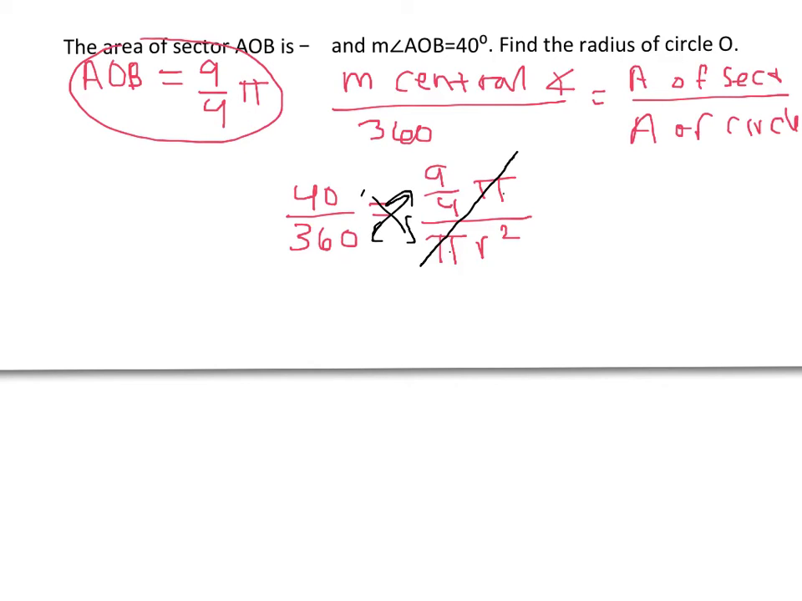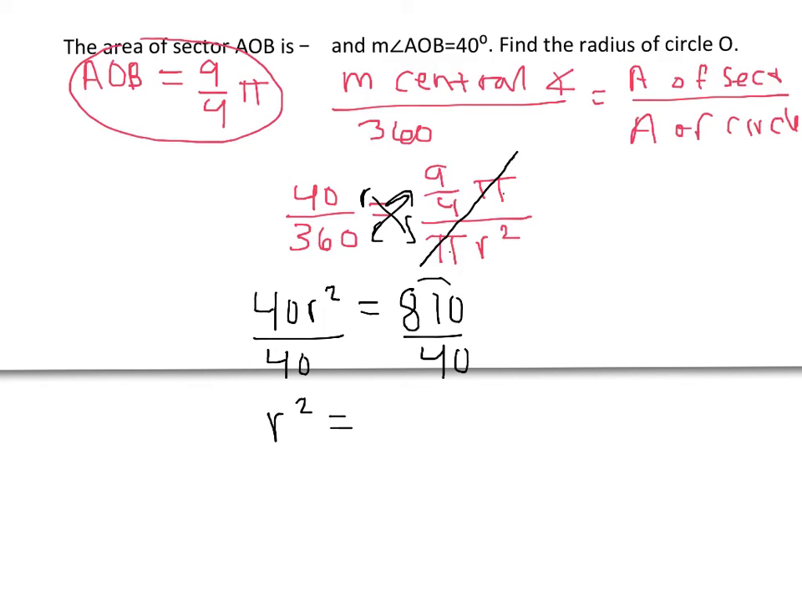So we don't have pi anymore. We're just trying to find the radius. So once we do this, 40 times r squared is 40r squared, and 360 times 9 over 4 gives us 810. Okay, we're solving for r squared, so we divide by 40 on both sides. So then we find that r, the radius squared, is equal to, this reduces to 81 over 4.